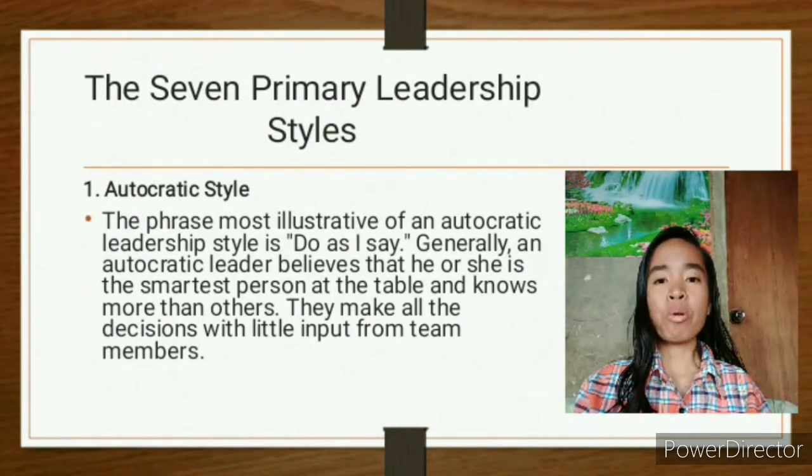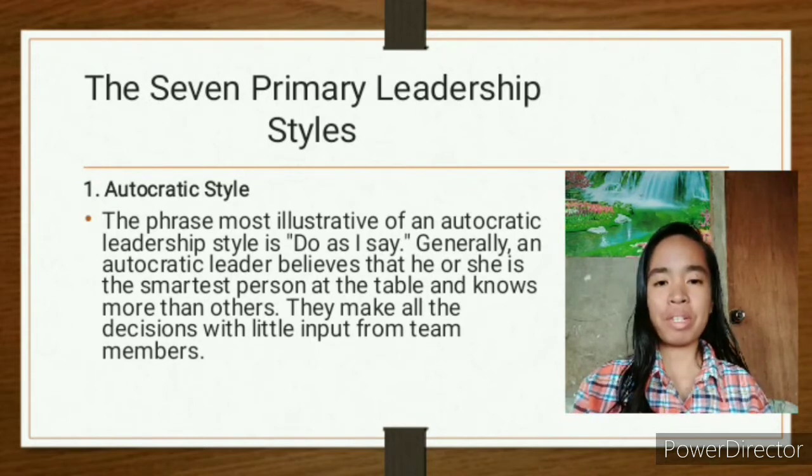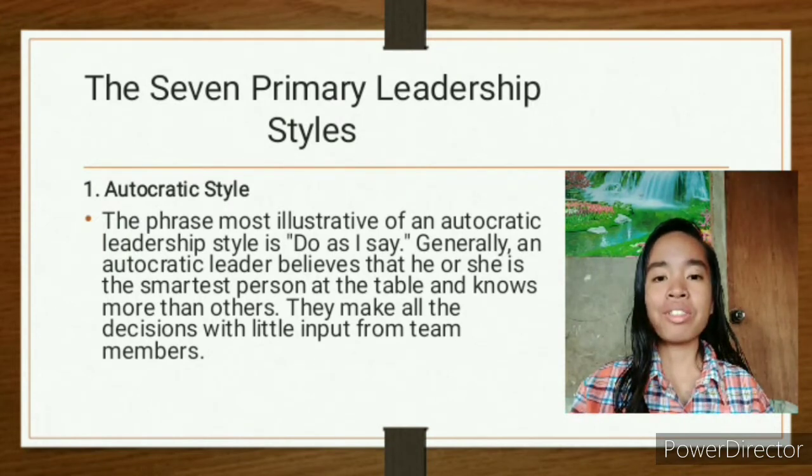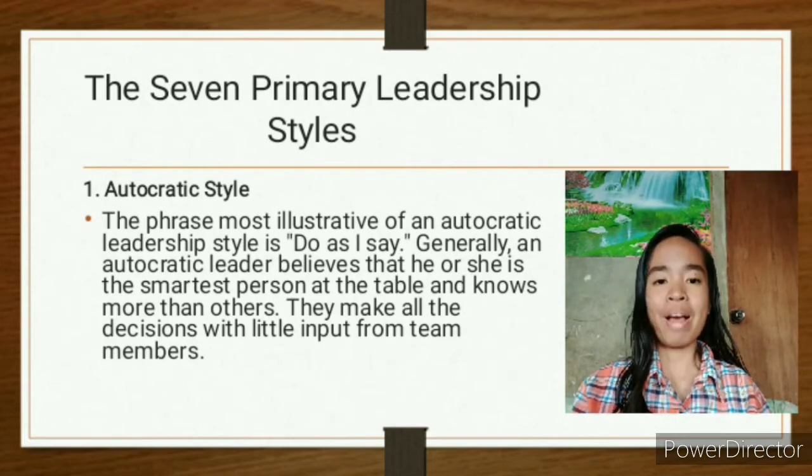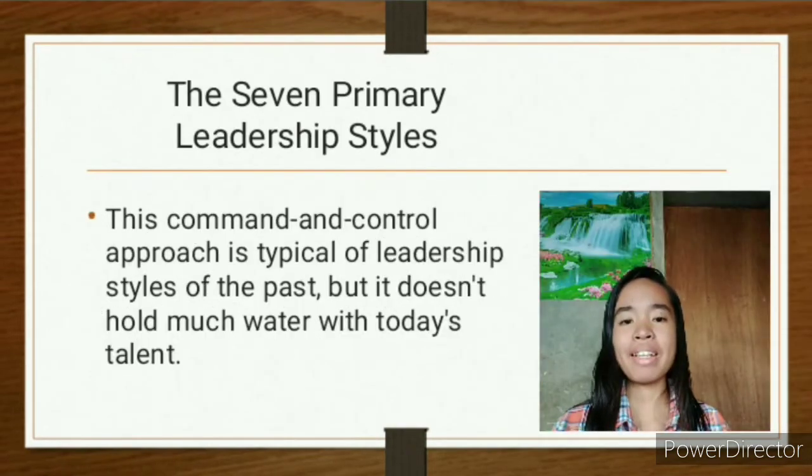Next, let's now proceed to the seven primary leadership styles. Number one is autocratic style. The phrase most illustrative of an autocratic leadership style is, "Do as I say." Generally, an autocratic leader believes that he or she is the smartest person at the table and knows more than others. They make all the decisions with little input from team members. This command and control approach is typical of leadership styles of the past, but it doesn't hold much water with today's talent.